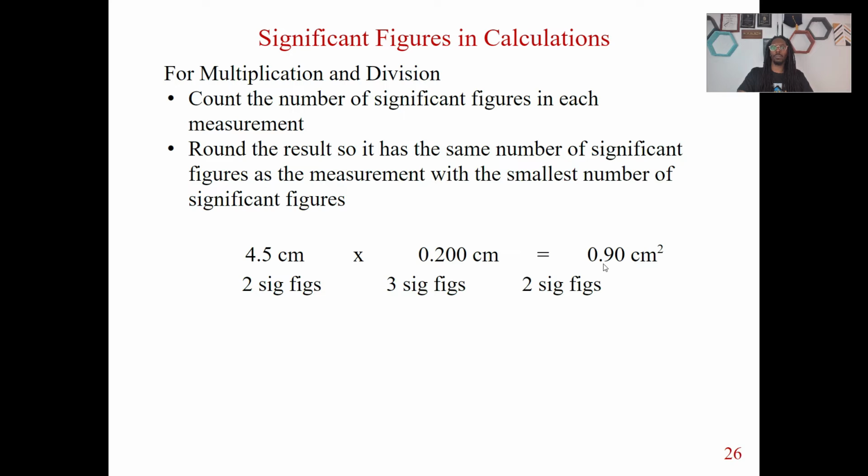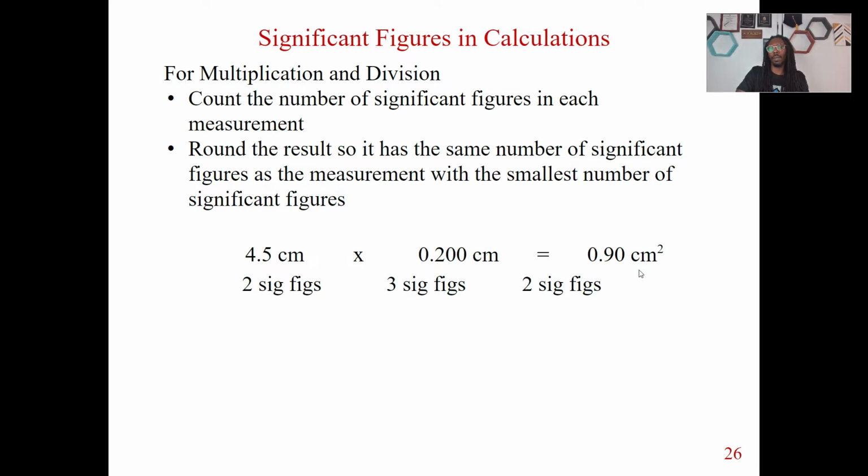So in this case, that's going to be 0.90. Once again, 0.90, that's letting me know that my 9 is significant, and then my 0 to the right of a number in a decimal will also be significant as well. So I have 2 sig figs, matching my smallest number of sig figs.